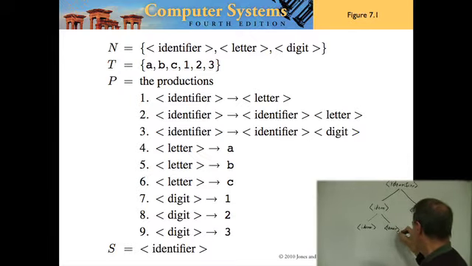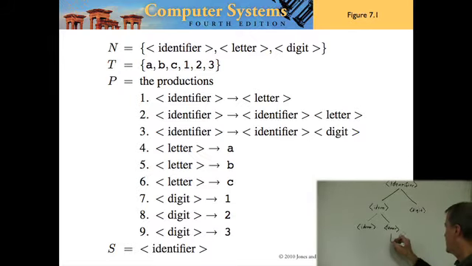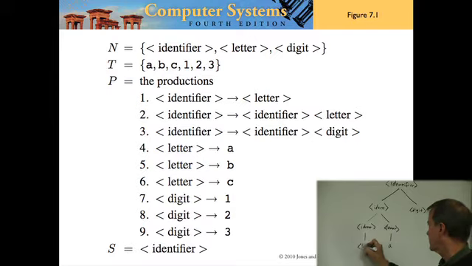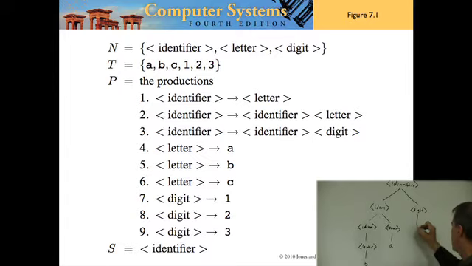Then what do we do? Letter goes to A, so we'll just go right down to A. And then identifier to letter, and then letter to B. We did letter to B, and digit to 2.